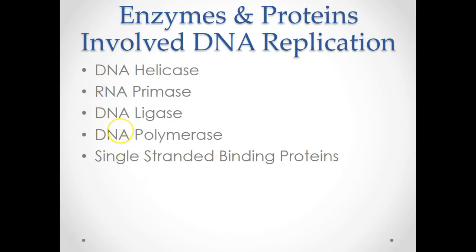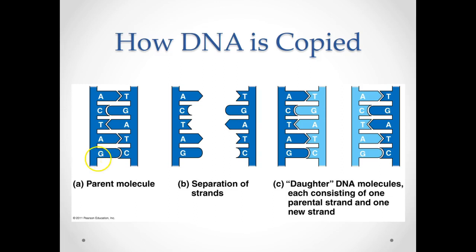And then we have single-stranded binding proteins, which are going to play a huge role in actually holding the replication forks and the replication bubble open, so that the DNA strand doesn't wind back up on itself. So DNA is copied in a semiconservative fashion, meaning one parent double helix is going to open up, meaning these two strands are held together by hydrogen bonds.